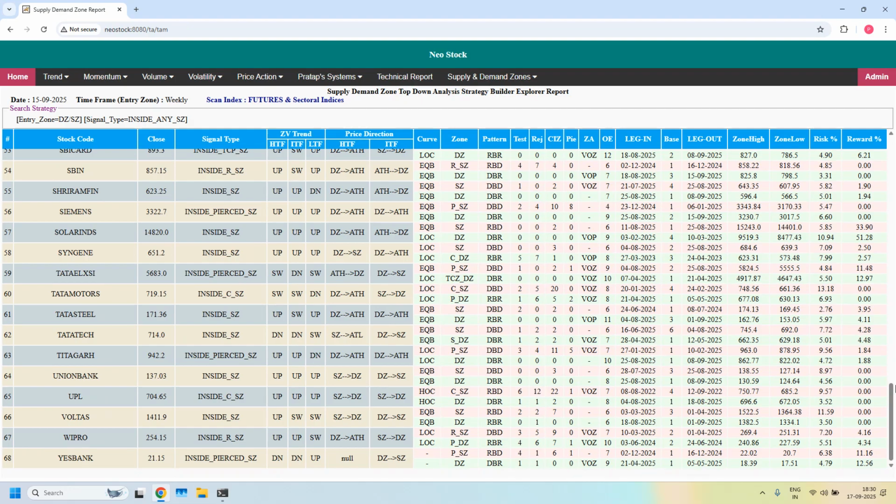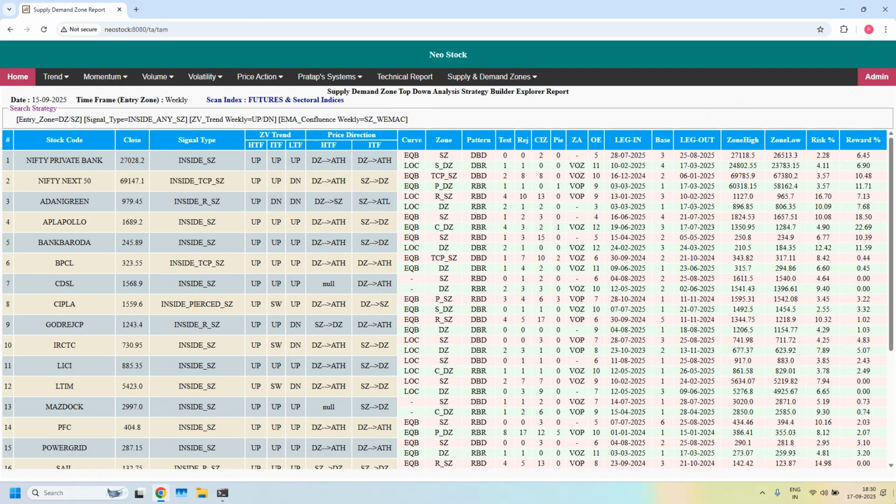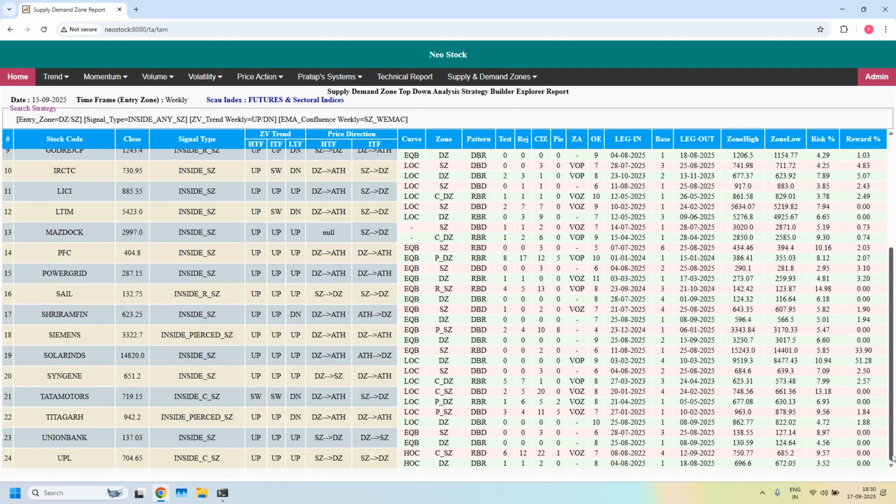We can further filter this list based on the weekly supply zone having weekly EMA confluence, and also the trend on the weekly should not be sideways. Now the list is reduced. First 15 stocks in the list. Scrolling the list down. Total we got 24 stocks. This is the weekly time frame.